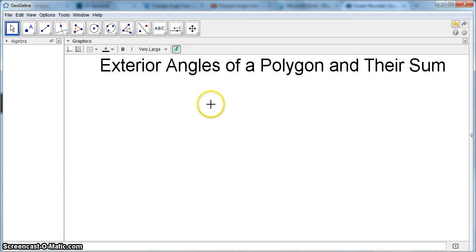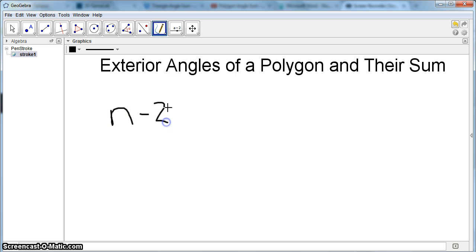Okay guys, we've been talking about the interior angles of a polygon, like the 3 angles in a triangle or the 4 angles in a quadrilateral. We learned that the sum of their angles follows the rule where you take the number of sides of the polygon and subtract 2 from it. That number, remember, tells us the number of triangles that we can make in a polygon.